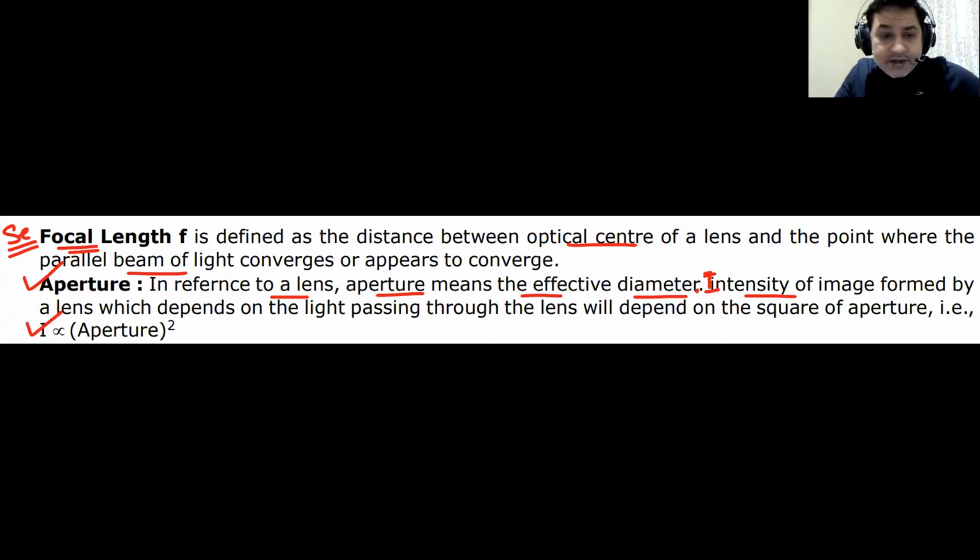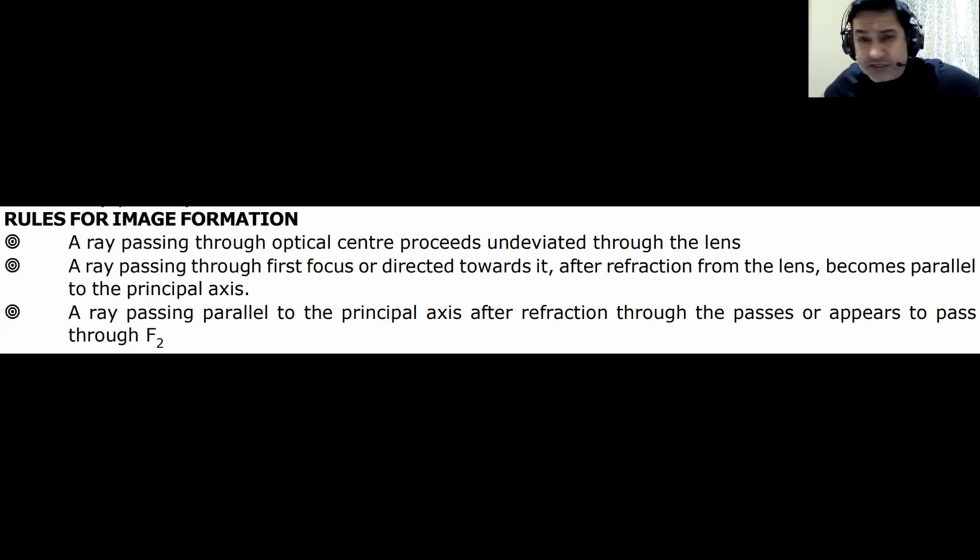Let us move ahead into rules of image formation, and in the next class we will be dealing with the ray diagrams, and I would ask you to see these ray diagrams before coming to the class. What are the rules for image formation? It is very simple. It is exactly the same as what was there in mirrors. Number 1, a ray of light passing through the optical center goes undeviated. Do we understand this? Yes or no? Yes, sir.